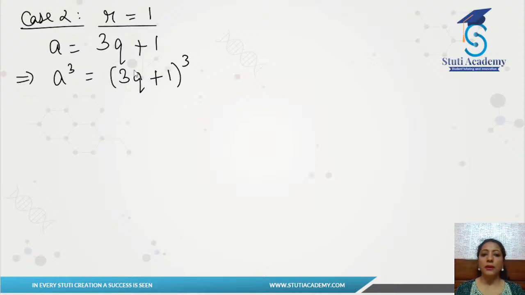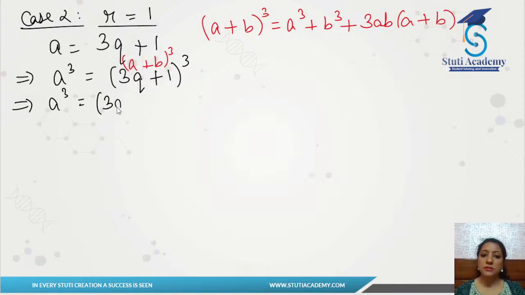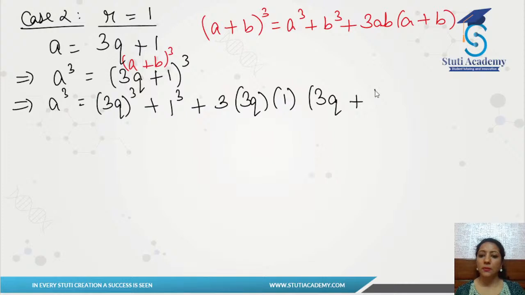Now this is of the form (a plus b) whole cube. This identity we did in grade 9 also. (a plus b) whole cube can be written as a cube plus b cube plus 3ab into (a plus b). So I'm just writing this identity. We'll be expanding this (3q plus 1) cube using this identity. So we'll write here a cube, that is (3q) cube, plus b cube, that's 1 cube in this case, plus 3ab into (a plus b). Now I've put the values of a and b.